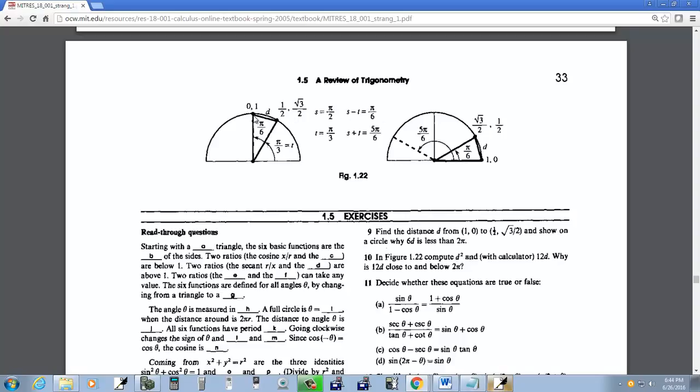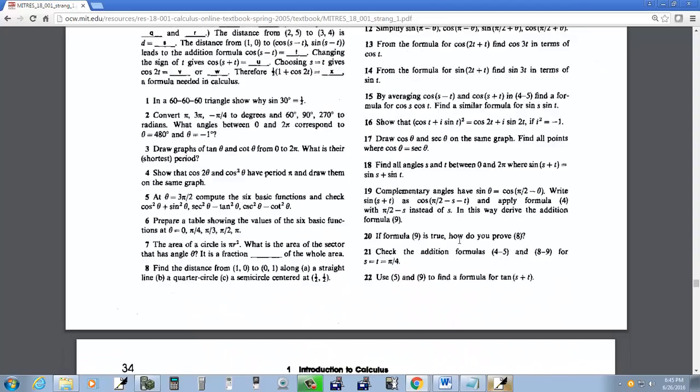Oh, D is this arc length right here. So I'd go back to your arc length formula. Oh, and this right here, 6D is less than 2 pi. That must refer to your arc length again. So, again, that goes back to that formula. Those should give you some hints to doing that. Let me know if that doesn't help.